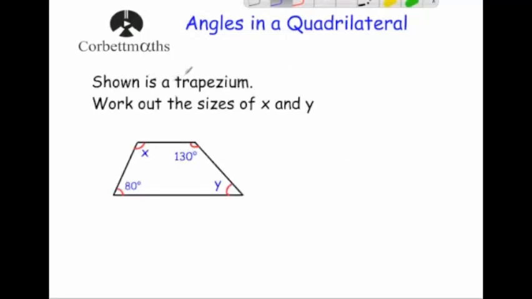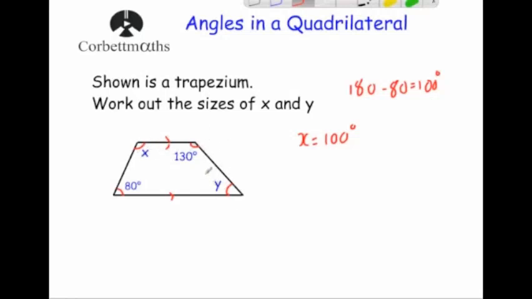Okay, so let's have a look at the typical question there. It says, shown as a trapezium, work out the sizes of the angles x and y. So again, these two on the left hand side will add together because it's parallel, top and bottom. The angles here on the left will add together to give you 180, and the ones on the right will add together to give you 180. So x will equal 100 degrees. The reason being, well, 80 taken away from 180 is equal to 100 degrees. So that means that x is 100 degrees.